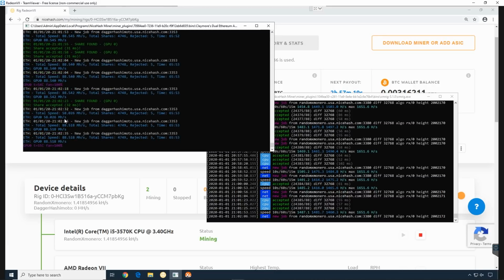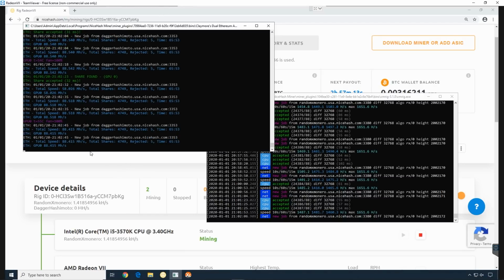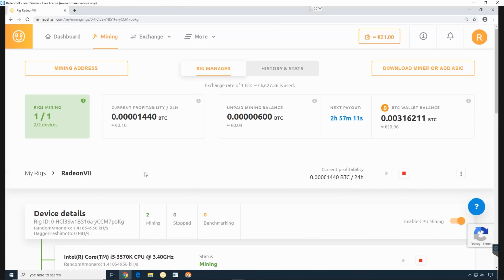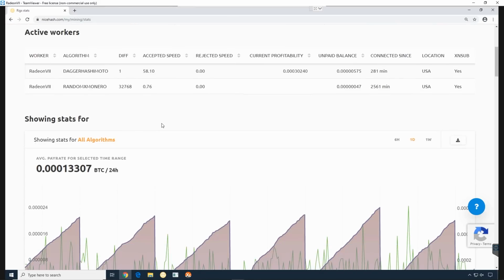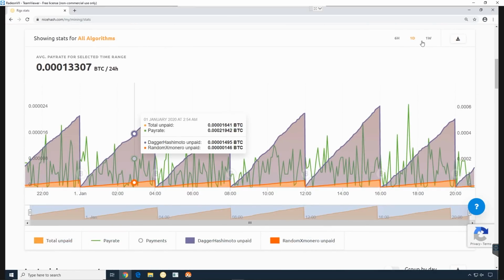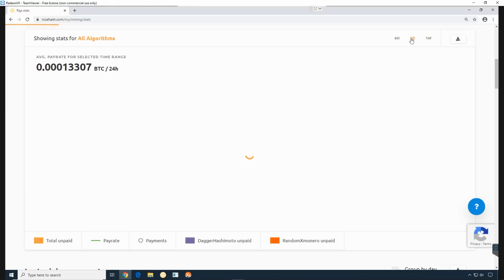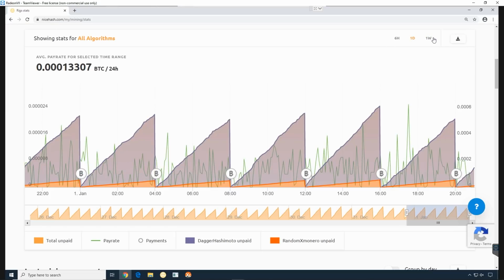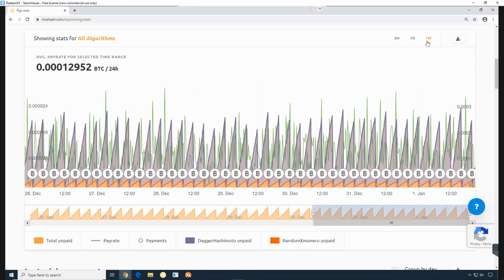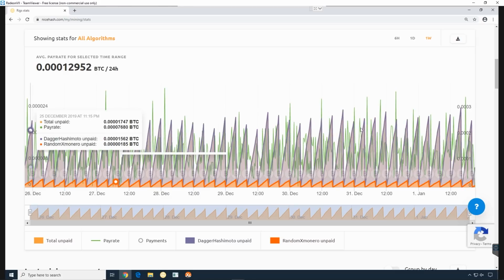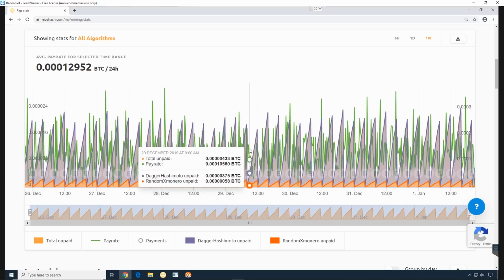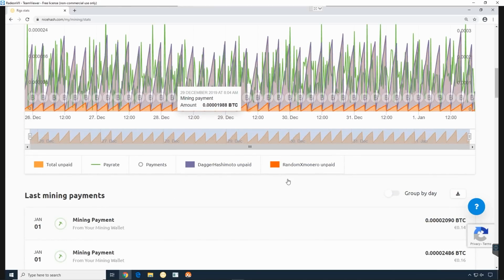It was at 89 megahash before, but now I think because I'm using the window here and I'm remoted in, it's dropped a little bit. But you guys can see I've been using NiceHash for about 30 days. I don't know if we can see the history and stats here. I'm not quite sure how far back this goes. Okay, it looks like it only goes back a week, but it's really slow. But you guys can see it's been mining every single day.